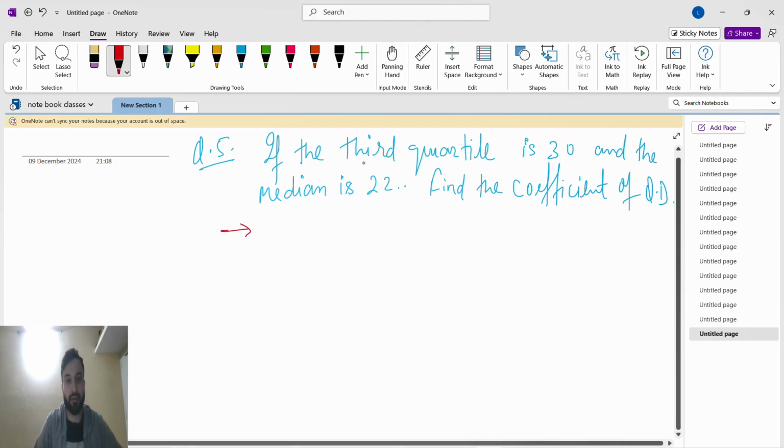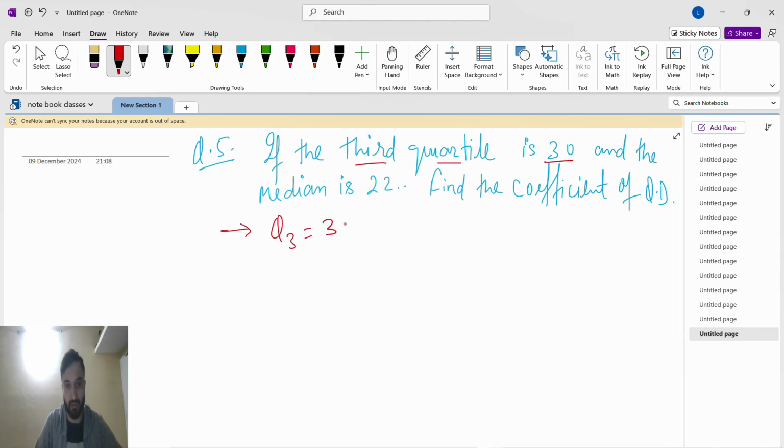See here. They say the third quartile is 30, which means Q3 is 30. And the median is 22. If it is a quartile and the median is given, then the median is Q2. So Q2 is 22. You have to find the coefficient of quartile deviation. To find it, we want Q1. We will get Q1 by using this formula: Q2 is Q1 plus Q3 divided by 2.